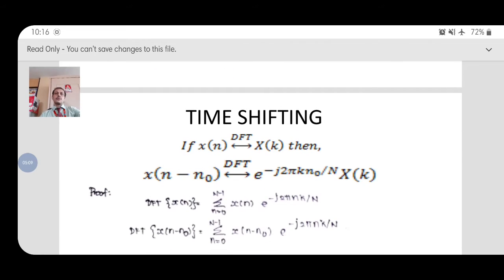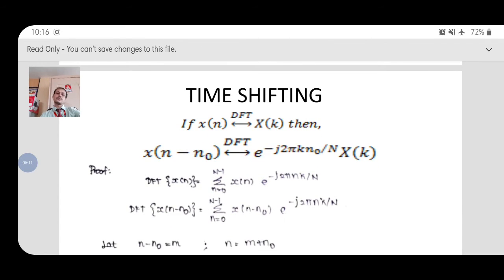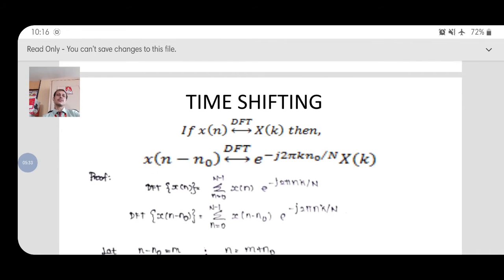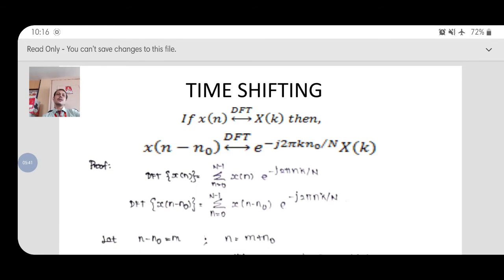The second one is the time shifting property. We know what time shifting is. We are going to shift the samples to the left side or right side. That is, we can delay the signal or advance the signal. So the first statement: the DFT of x of n is equal to x of k, and then we are going to find the DFT of x of n minus n naught. The DFT of x of n minus n naught is e power minus j 2 pi k n naught by capital N into x of k.